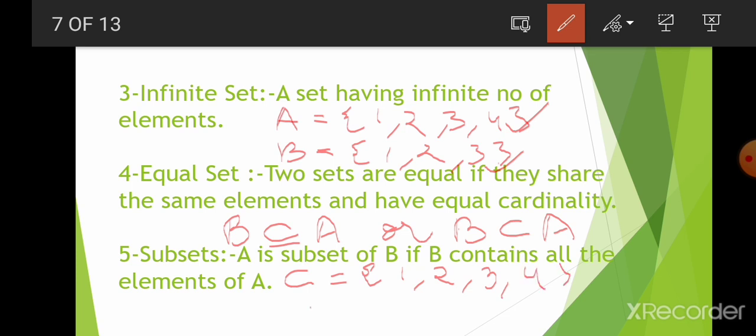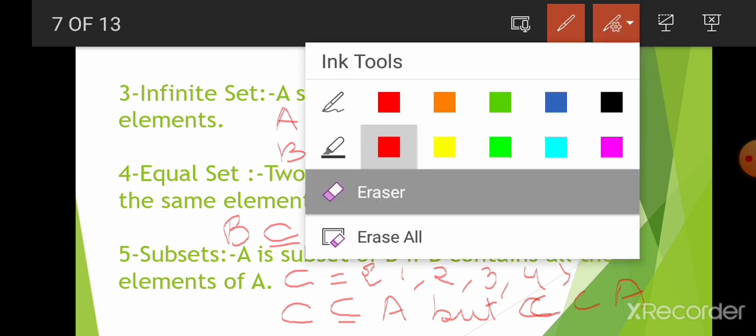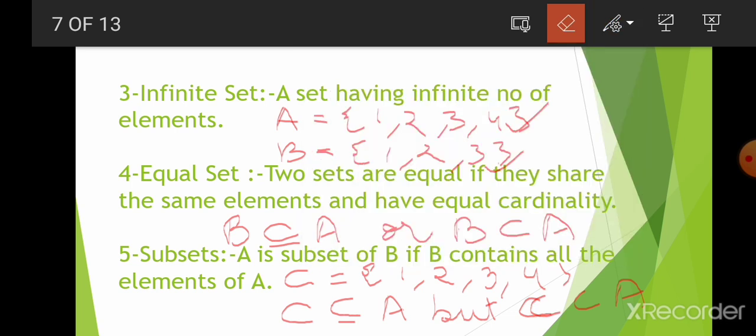In that case, we can write C is a subset of A, but we cannot write C is a proper subset of A. So we can simply change this name, because there is an ambiguity because of this symbol. Let's change the name of this set. Suppose this is set D, and here also we have to change the set.